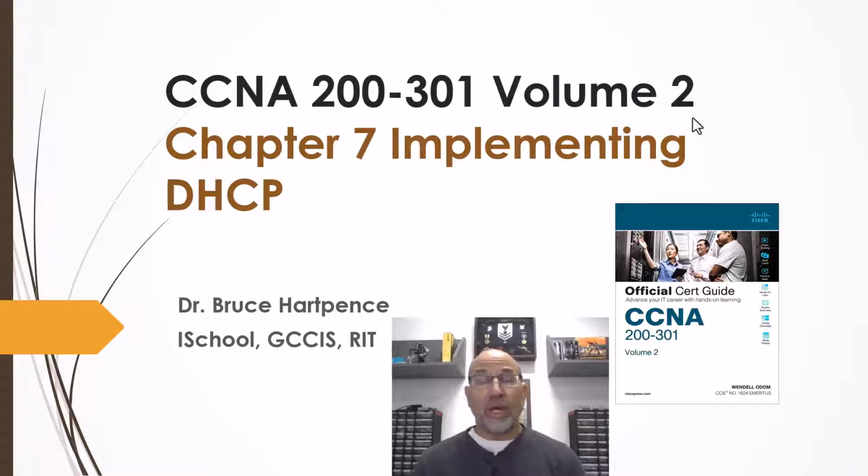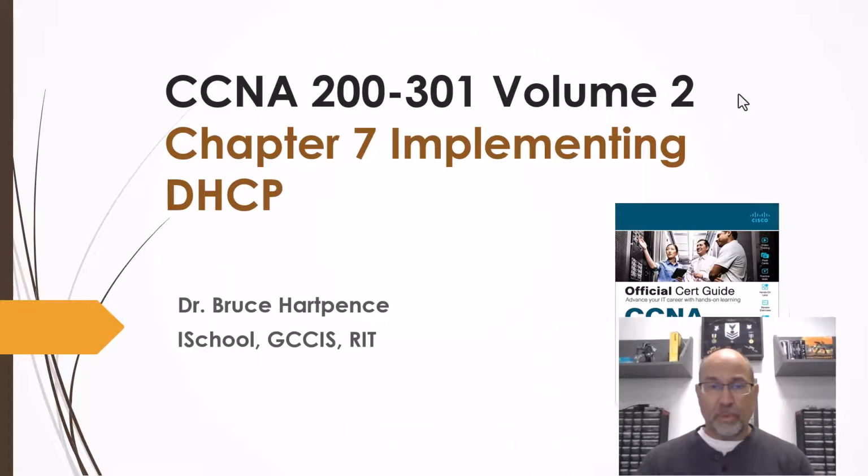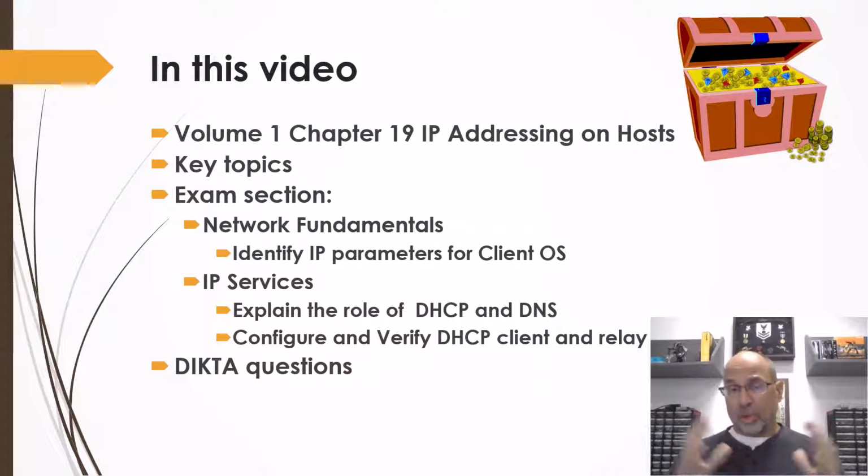This time we are working on Volume 2, Chapter 7, Implementing DHCP. Now, if you've been following along with all the videos, you may recognize this topic as one that we saw in Volume 1, Chapter 19, IP Addressing on Hosts. In fact, the chapter is almost exactly the same as that one was, including the "Do I know this already?" questions. So we're going to review a couple of things and go over some key ideas because, well, security is upcoming, and one of the parts of Layer 2 security is DHCP snooping.